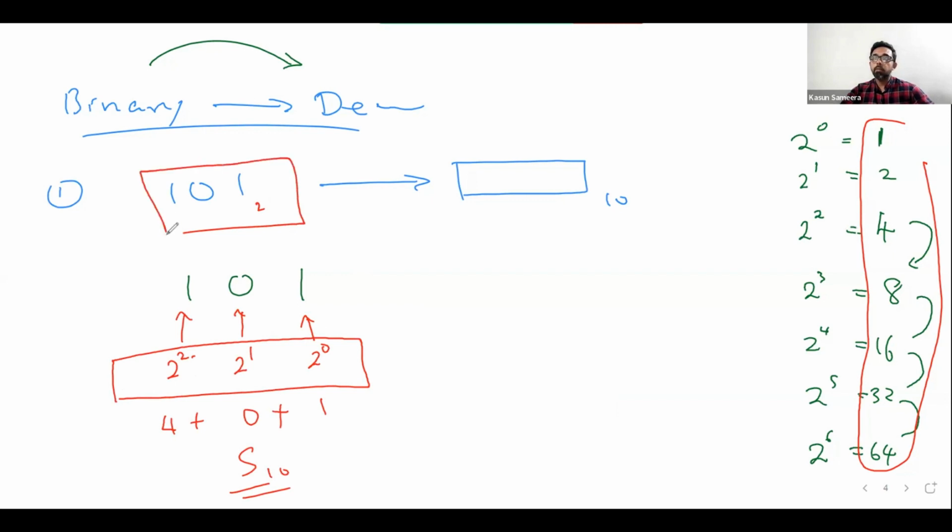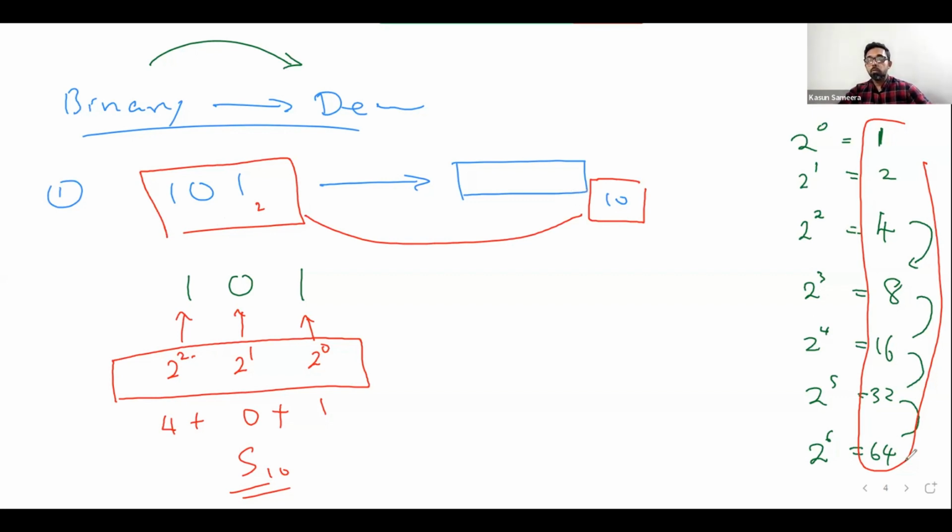We are converting a binary number into base 10. Got it? We are converting a binary number, base 2, to base 10. Then we multiply with 2 to the powers. All good?